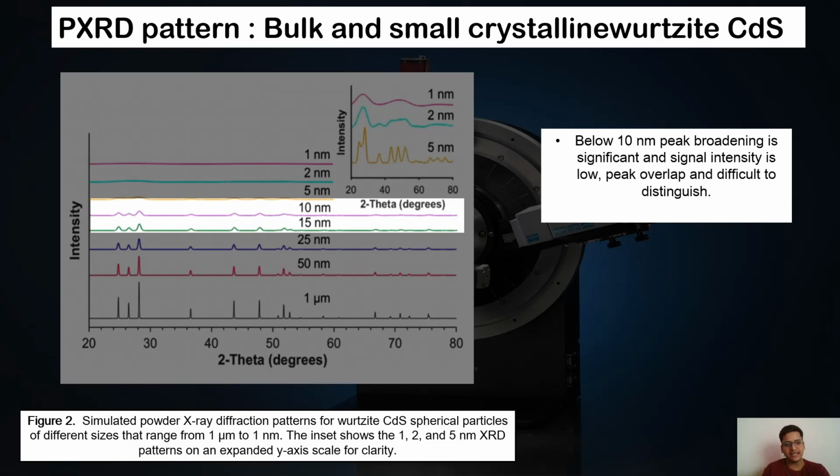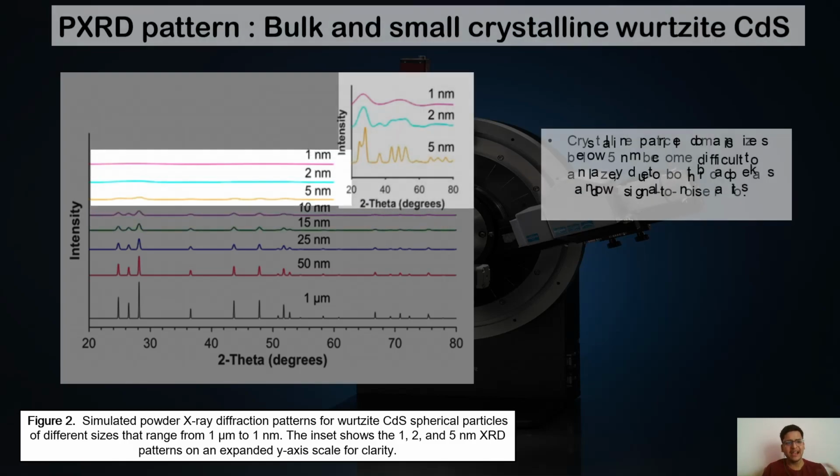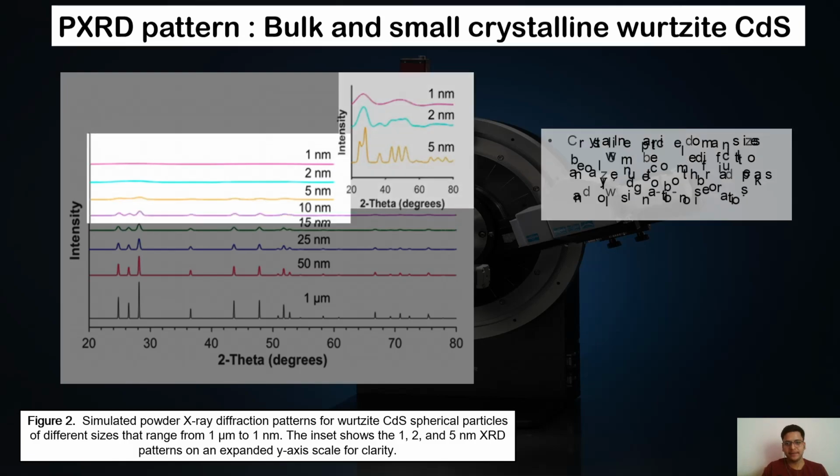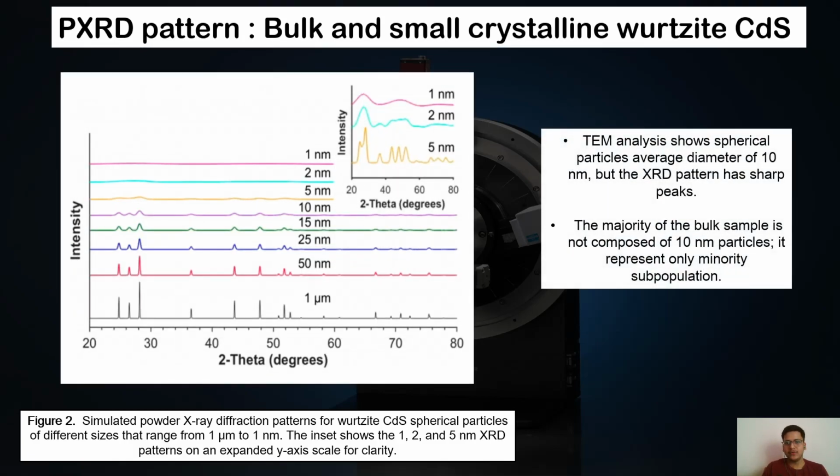the signal intensity to noise ratio is very low. And it is very difficult to distinguish the peaks now. And at 5 to 1, you can see that they are flat, right? So it is very difficult, even further difficult than 15 nanometer. So what should we do?